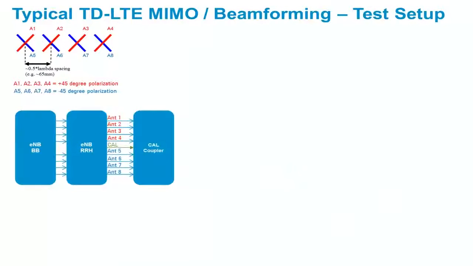A typical TD-LTE base station is illustrated, comprising E node B baseband and remote radio head. The remote radio head provides 8 antenna feeds which are connected to an RF antenna calibration coupler unit for test purposes. Note that the base station calibration of the RF antenna is achieved using a dedicated calibration port connection between the remote radio head and the RF antenna calibration coupler. Verification of the base station calibration performance is a very important aspect of beamforming test.